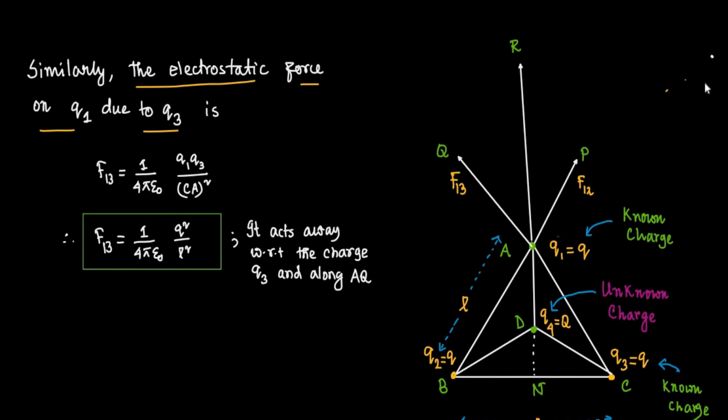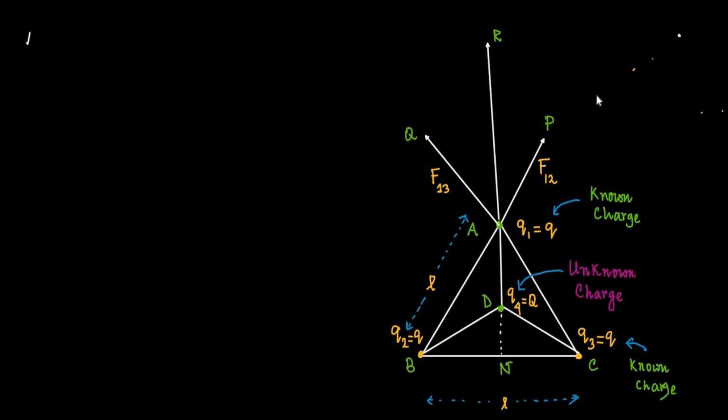Now the force F13 acts along the direction AQ, and the charge Q1 equal q experiences the force F13 due to the known charge Q3 equal q. And this force F13 acts away with respect to the charge Q3 and from the point A.